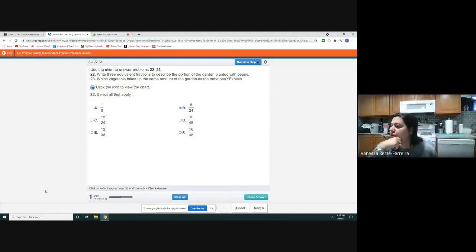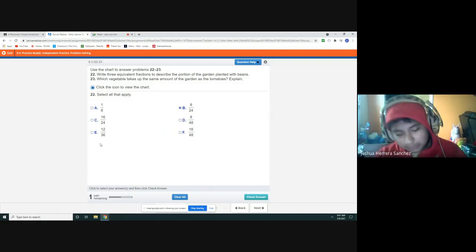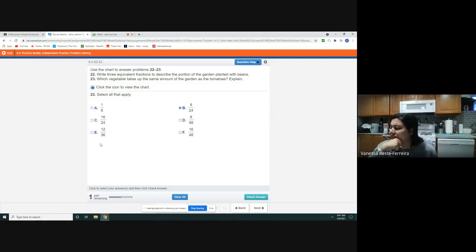C also has 24, but it has a different numerator. If we multiply by a different number, are we going to keep that denominator the same, or will the denominator change? The numerator will change. So can we use C? No. So we already know C is getting knocked out. Good job. So let's try again, and let's try to do the next number up.